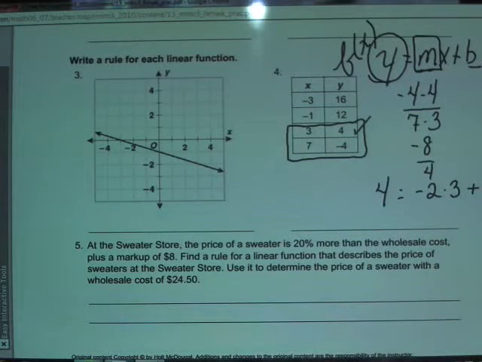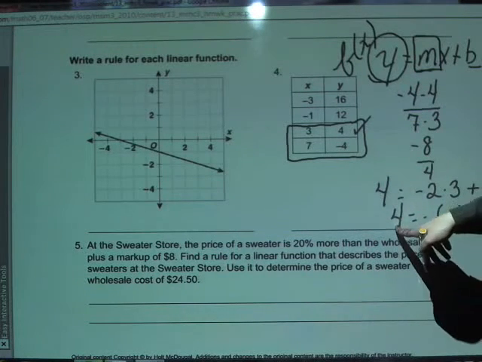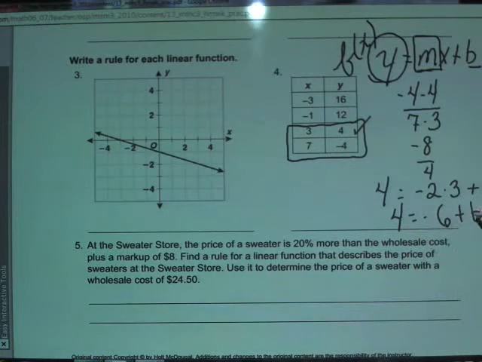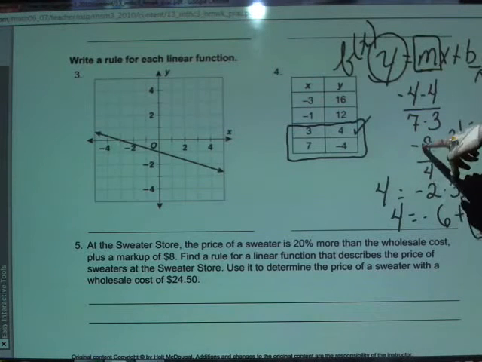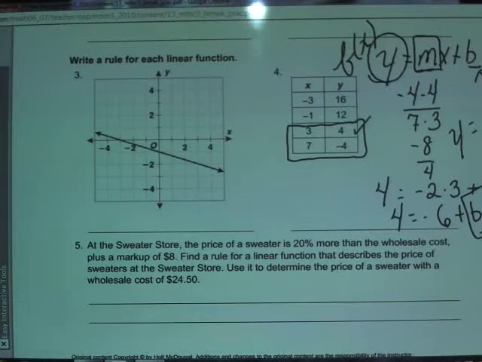Well, that's easy. 4 equals negative 6 plus b. So what number would I add to negative 6 to make 4? Well, 10 plus negative 6 makes 4, which means b has to equal 10. That's good because that's our other missing piece of information. I now know that I can change b into 10. So my equation is going to say y equals negative 2, my slope, negative 8 over 4, x plus 10.